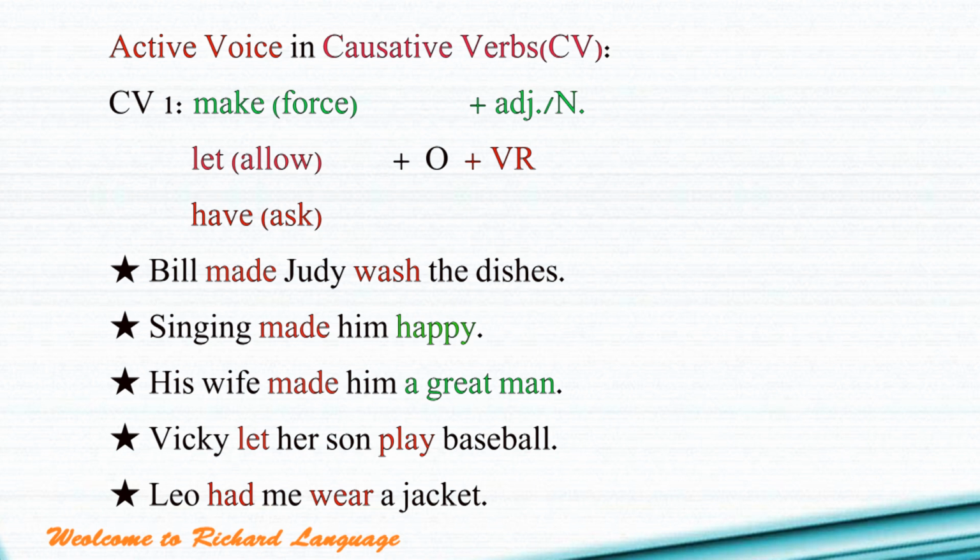Okay, let's pay attention to the other two causative verbs, let and have. Let's see the fourth sentence here. Vicky let her son play basketball. Here let is the causative verb. Her son is an object and we can see a VR here, that is play. That's the way we use that. Okay, the last one. Leo had me wear a jacket. Here had is a causative verb and me is an object and wear is the VR.